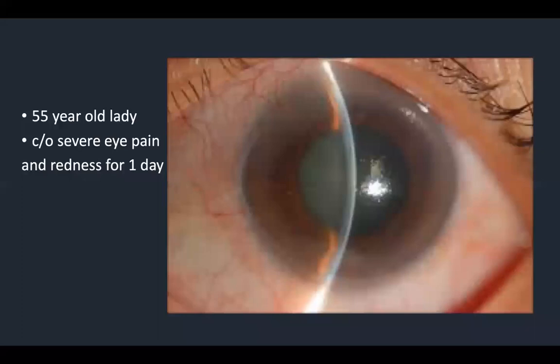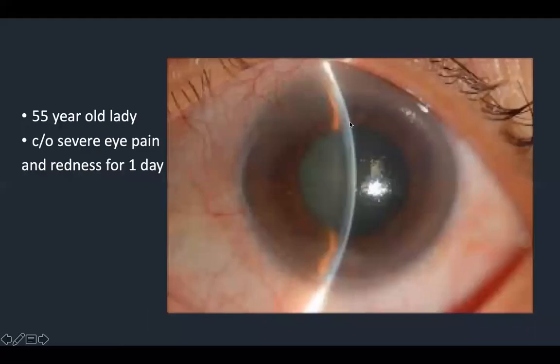Her pupil is fixed, mid-dilated. The cornea, as you mentioned, is a bit edematous. I'm not sure if it's clear. The IOP is 50, and the AC is shallow, as you said. The lens has NS1 only, and the gonio is shown here.